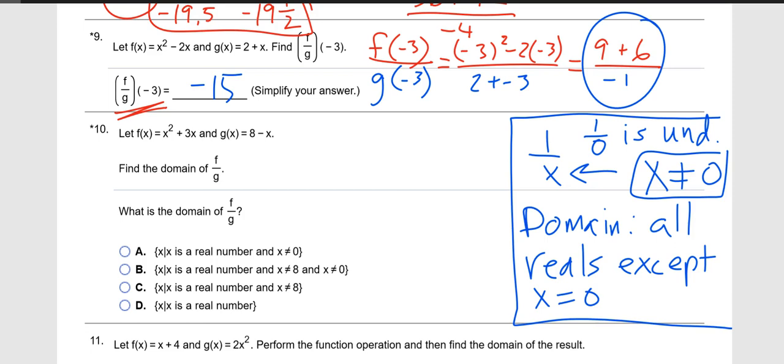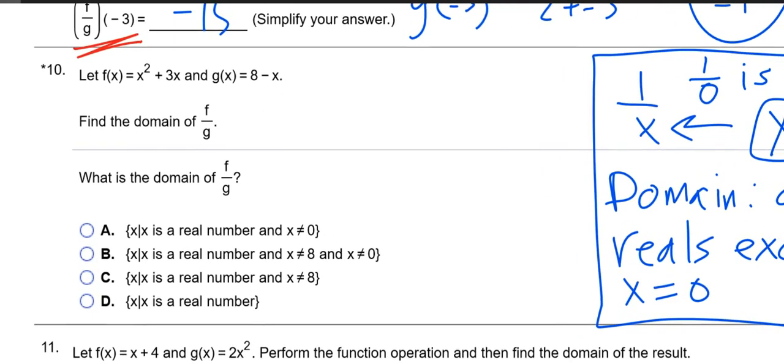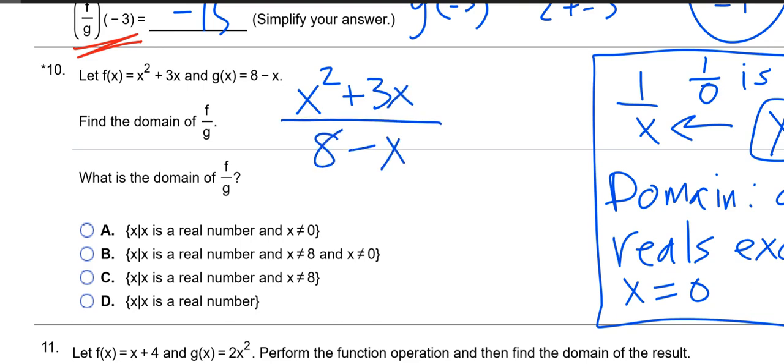Look at question 10. F of x divided by g of x. That's f of x over g of x. That's what they wanted me to look at.